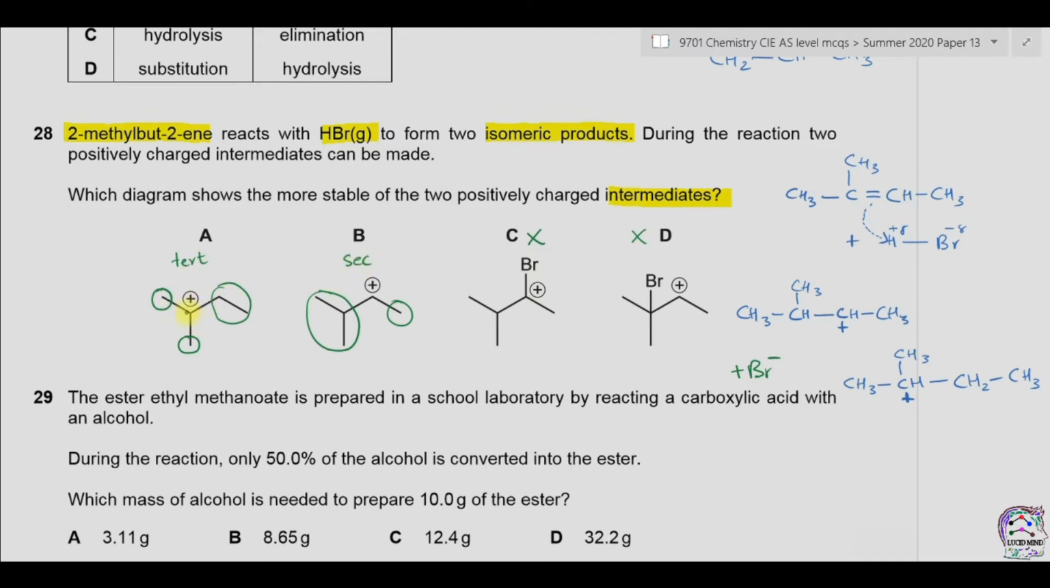Now tertiary carbocation is always more stable than secondary carbocation because of the presence of alkyl groups. And due to the alkyl groups, there is electron donating effect and it stabilizes the intermediate carbocation. So therefore A is more stable among A and B.